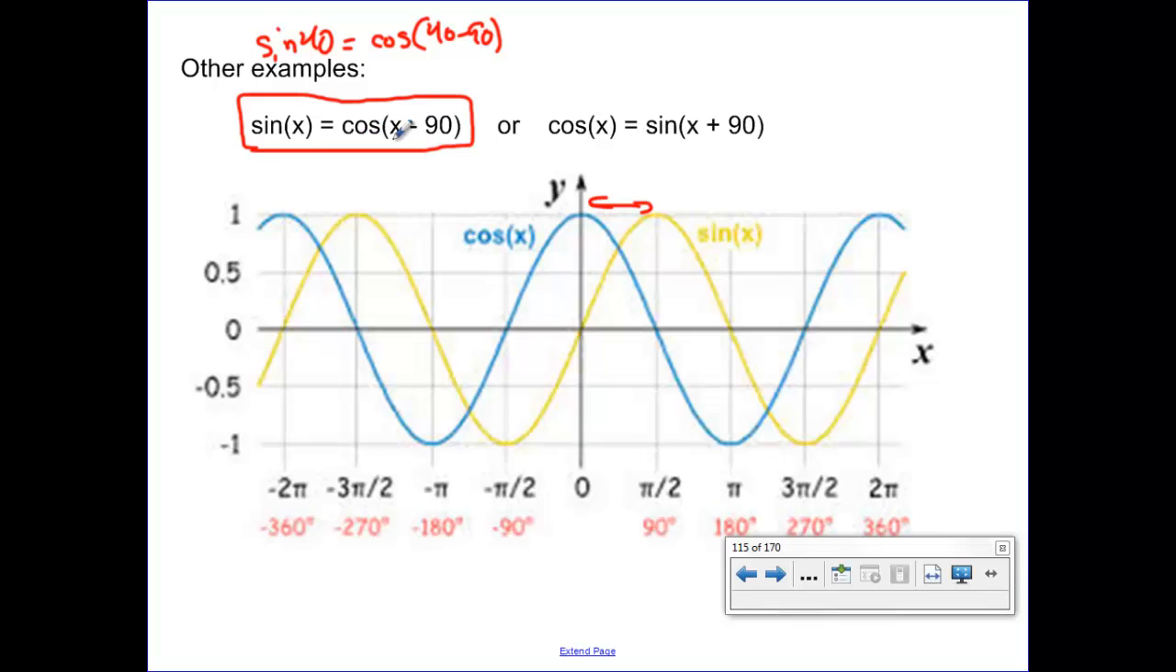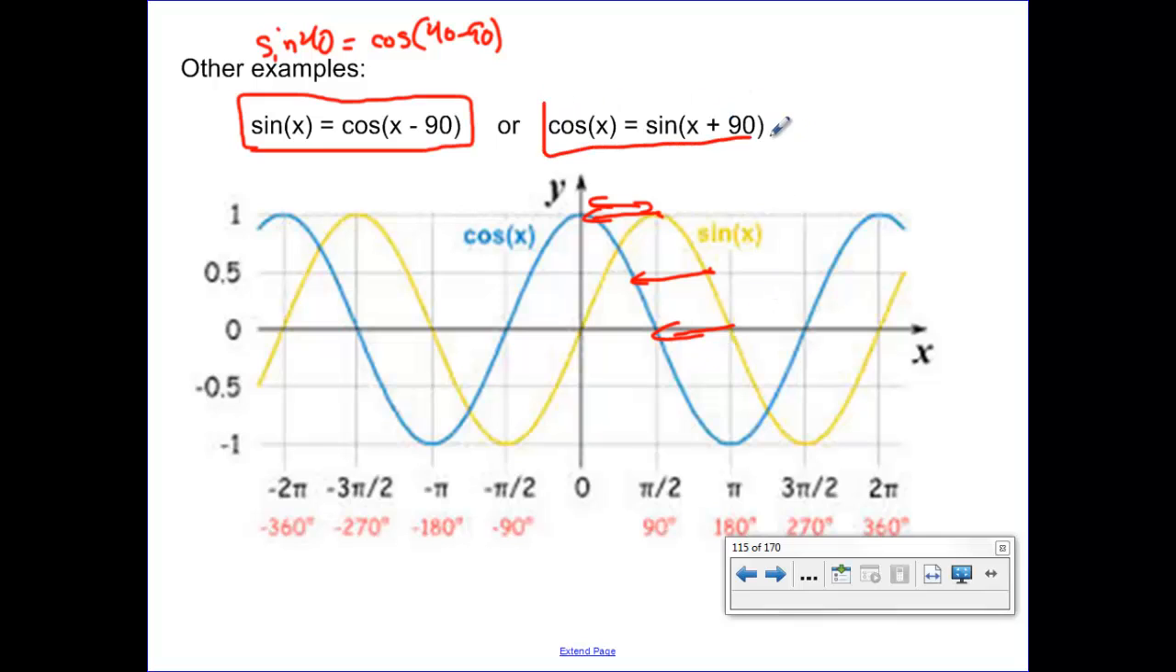Basically, for a cosine graph, if you subtract 90 from the x value, it's the same thing as the sine graph. This value here is backwards by 90. This value here is backwards by 90. This value here is backwards by 90. Does that make sense? I don't care what x value you have, the cosine value of it is the same thing if you go backwards by 90.